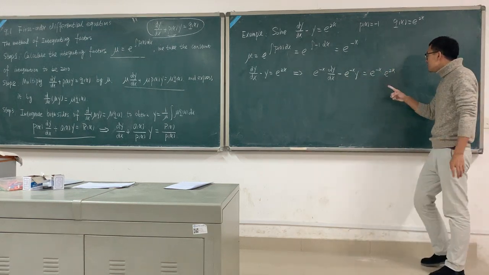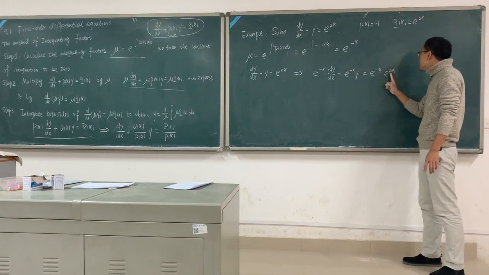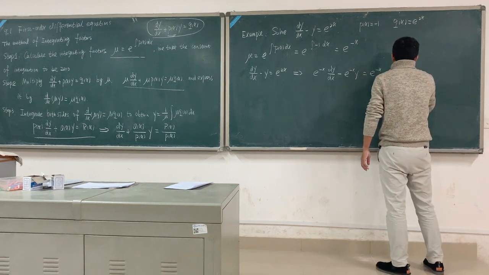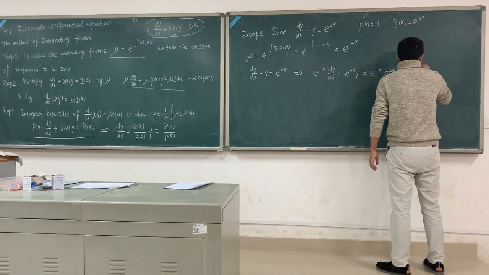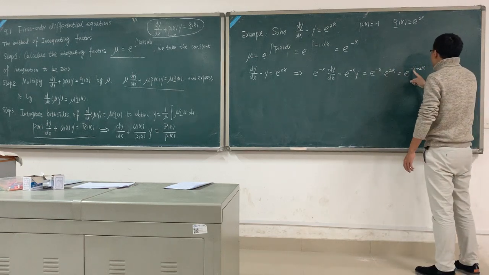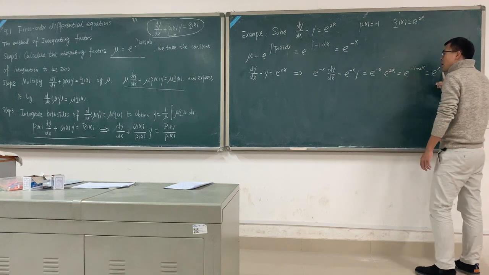Now we can see e to the minus x times e to the 2x actually is e to the power minus x plus 2x, and minus x plus 2x actually is x. So e to the x power.